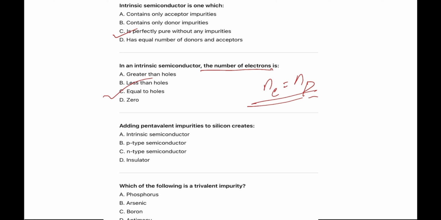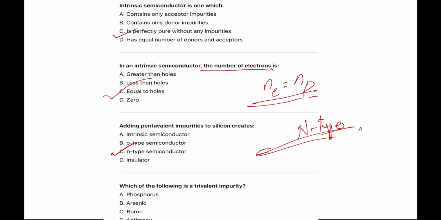Adding pentavalent impurity to silicon creates: option A intrinsic semiconductor, option B p-type semiconductor, option C n-type semiconductor, option D insulator. We had already discussed that if we are adding pentavalent impurities, they are n-type impurities. If we are adding the n-type or the pentavalent impurities, the silicon will create what type of semiconductor? It is an n-type semiconductor. So, the answer is option C.